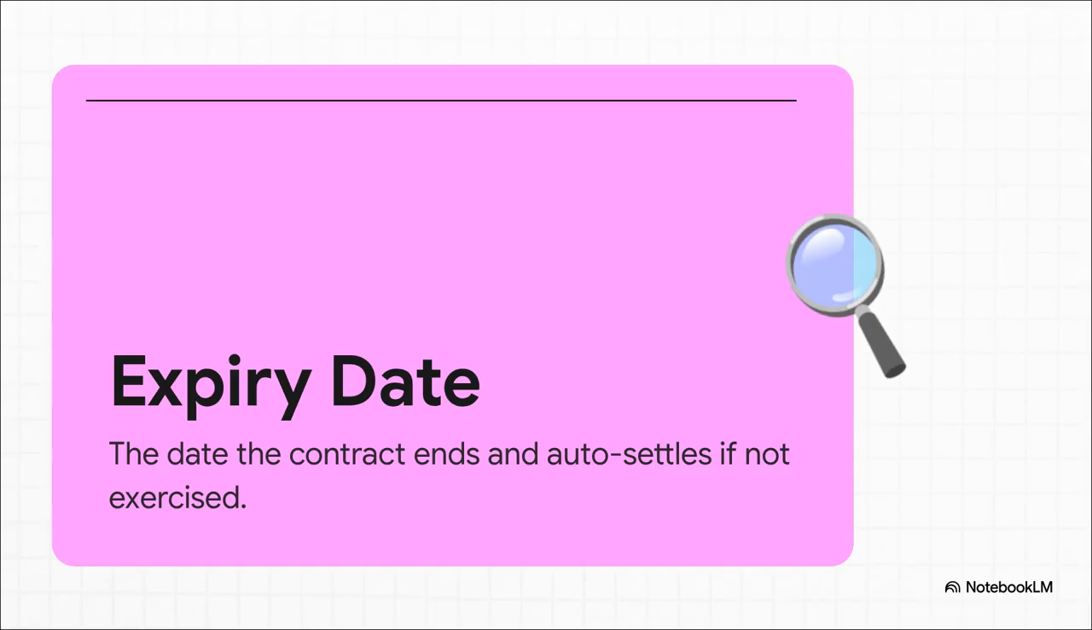Now that brings us to the expiration date. Look, options are a lot like milk. They have a very strict expiration date. This is the exact date the contract ends. If you haven't sold it or exercised it by the evening of this date, the option just automatically settles. In the Indian markets, for example, indices like Nifty and Bank Nifty have weekly expirations, meaning they close out every single week. Individual stock options, on the other hand, typically run on a monthly cycle. So just remember, the clock is always ticking.